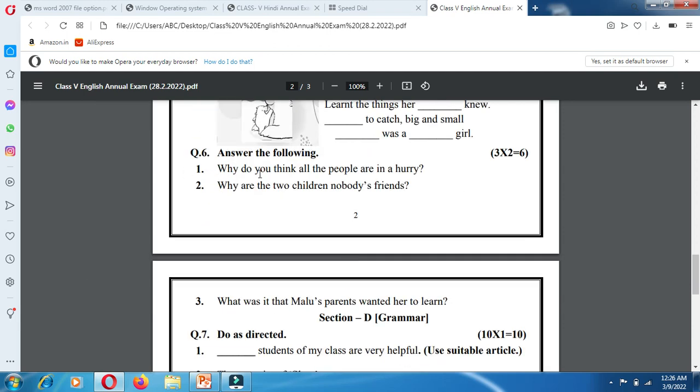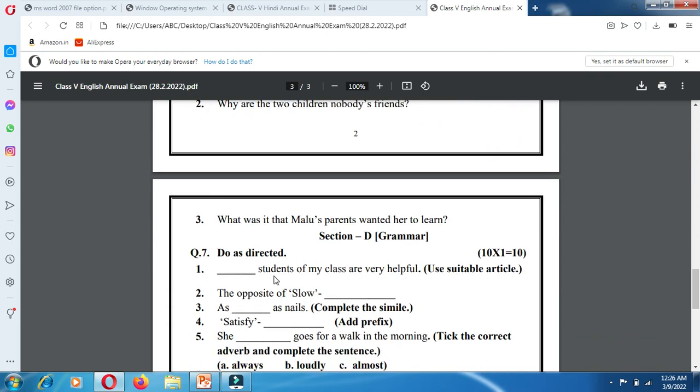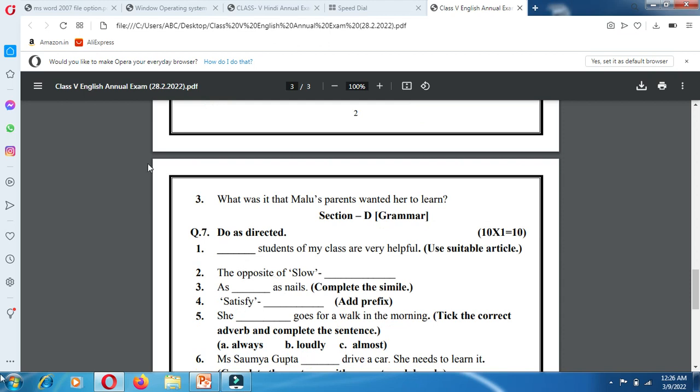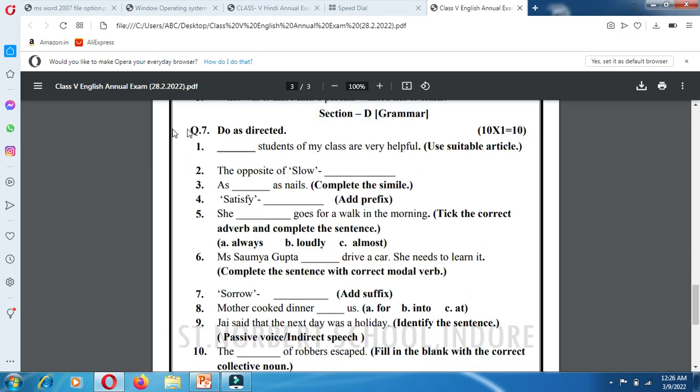Section D. Grammar. Question number 7. Do as directed. Number 1. Students of my class are very helpful. Use suitable articles. 2. The opposite of so. 3. As blank as names, complete the simile. 4. Satisfy. Add prefix. 5. Blank goes for a walk in the morning. Tick the correct adverb and complete the sentence. A. Always. B. Loudly. C. Almost.